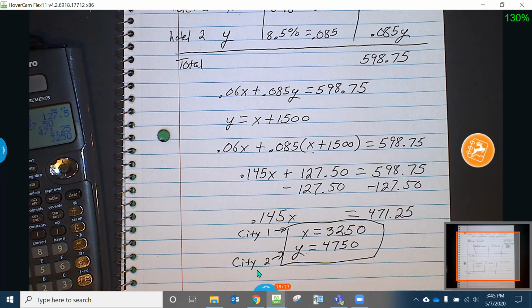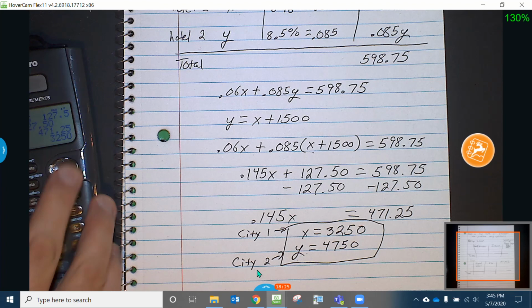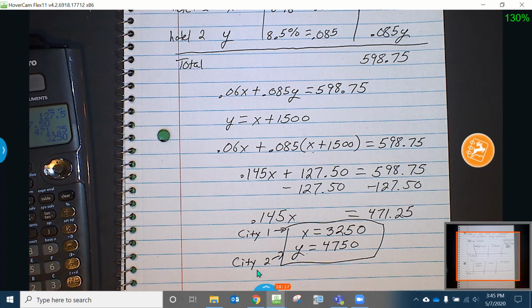So that's how you set up and complete these problems. This completes this lesson.